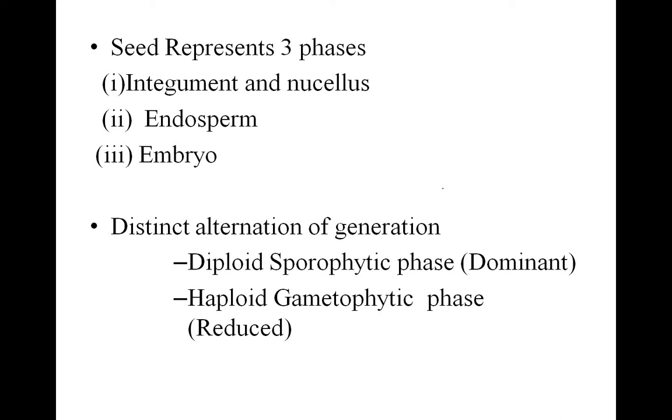And there is a distinct alternation of generation. Alternation means there is a dominant sporophytic generation that is alternated by a haploid, reduced gametophytic generation, that means sporophyte followed by the gametophytic generation, but the sporophytic generation is dominant.